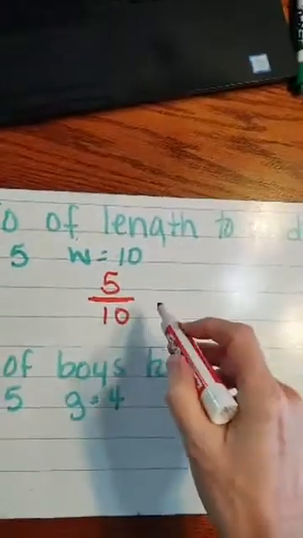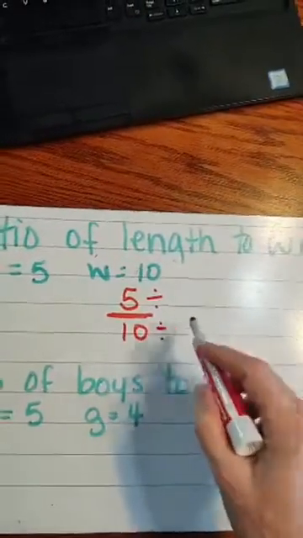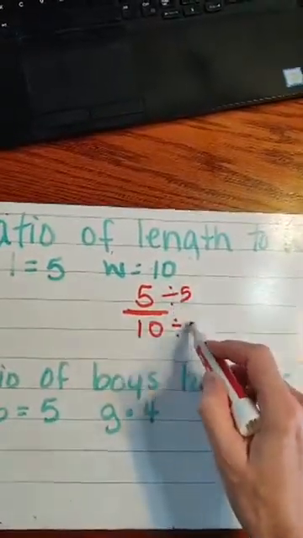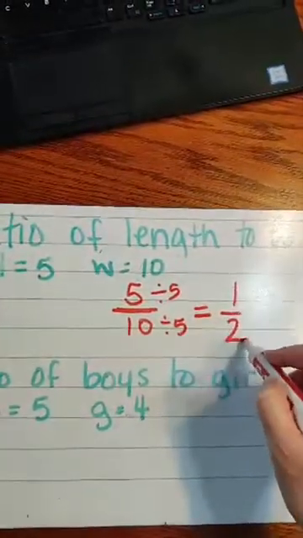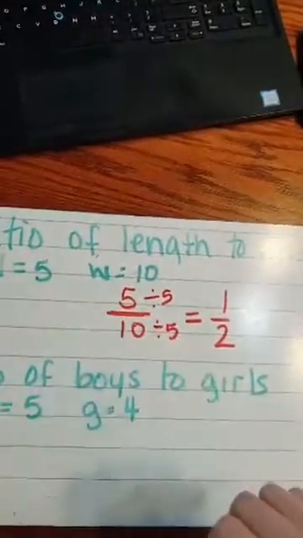We can reduce a ratio. Okay, we can reduce. So, what could we divide these both by? We can divide them both by 5. Okay, so this is the same as 1 to 2, or 1 half there. Okay, we can do that.